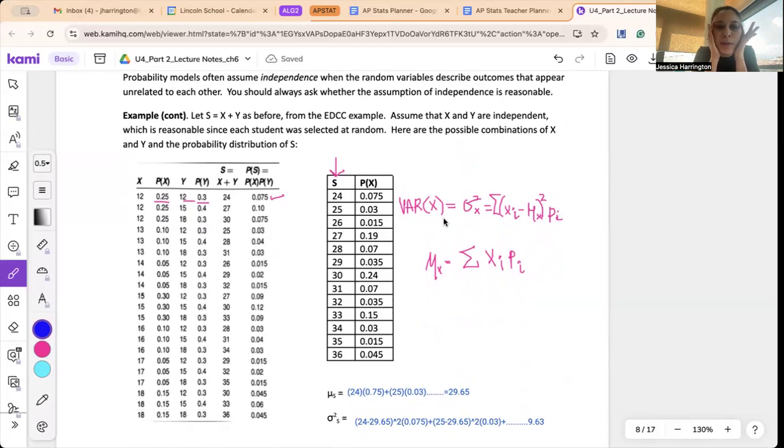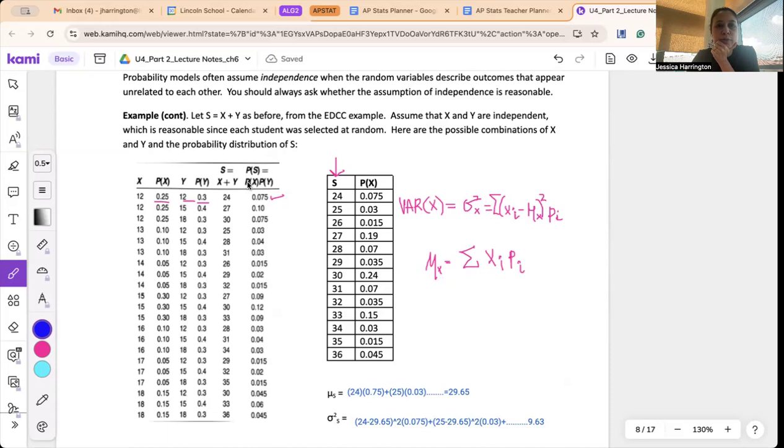So I think it's the one about how many credits they have, right? So at the first campus, the probability of a student taking 12 credits is 0.25. And then the second campus, when they ran the study, it was the same thing. The probability of a student taking 12 credits is 0.3, right? So if you're trying to find the total, the probability of a student taking 24 credits at both campuses is going to be 0.075, right?